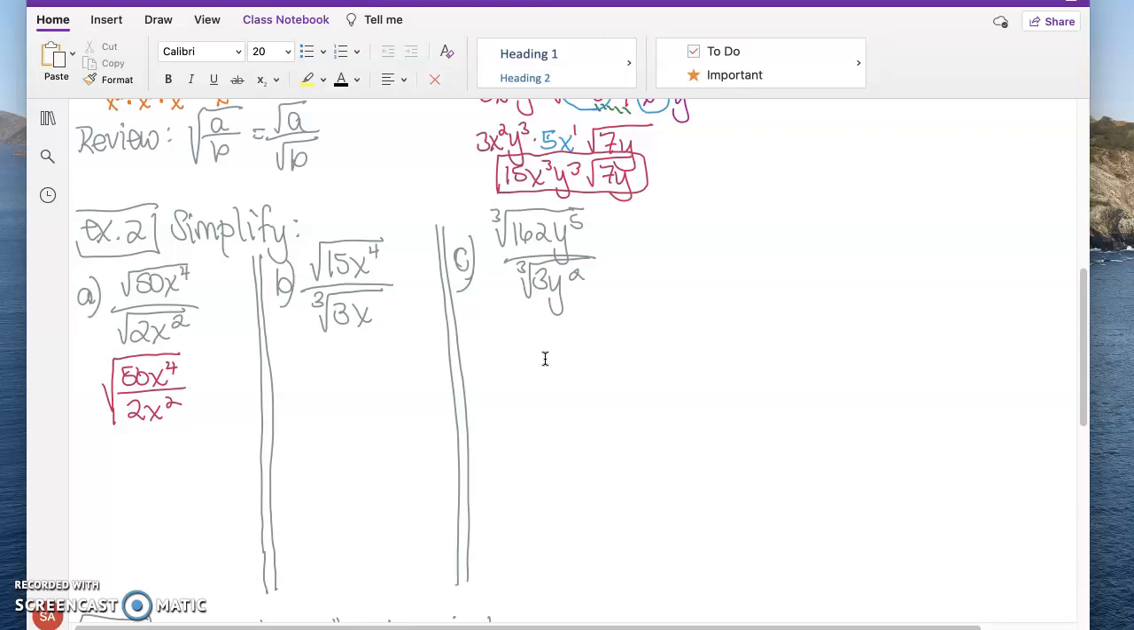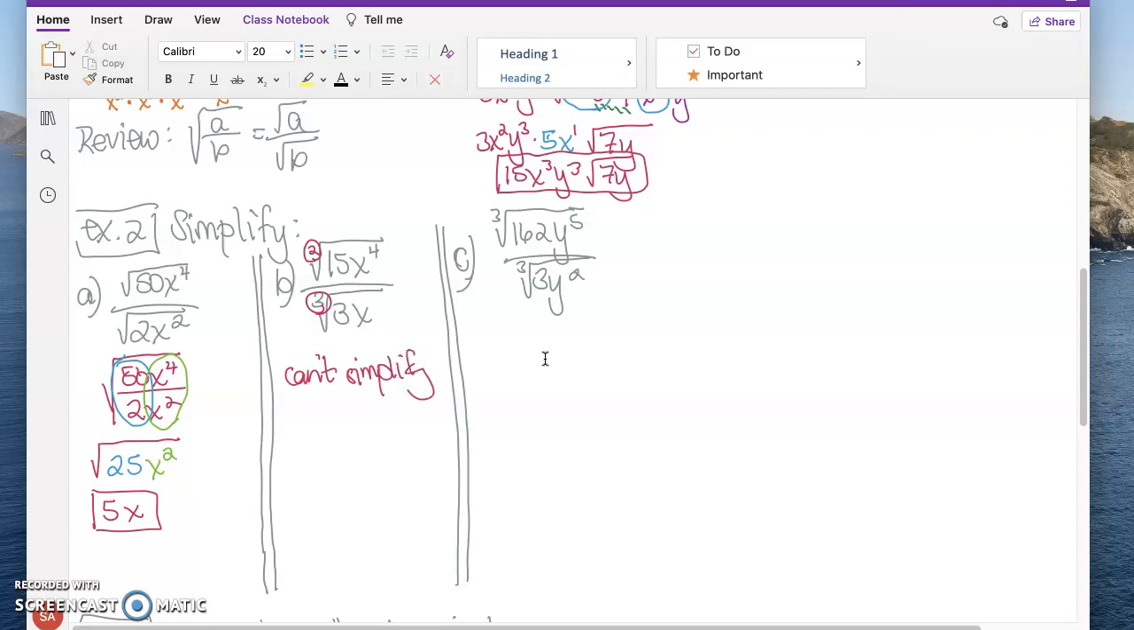So I'm going to divide 50 by 2, and I'm going to get 25. I'm going to divide x to the fourth and x squared, and remember from last time, when we divide with exponents, we subtract, okay? And then now I know the square root of both of those. The square root of 25 is 5, and the square root of x squared is x. Nice and simple. Now, I want you to think about b for a second. What do you notice? All right, so hopefully you said they're not like radicals, so we can't simplify.